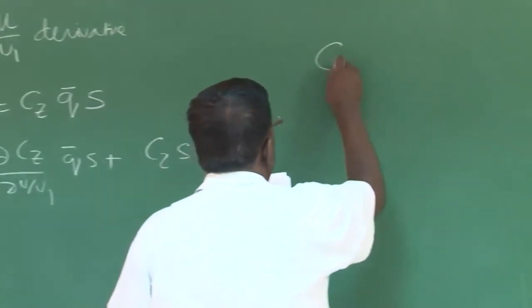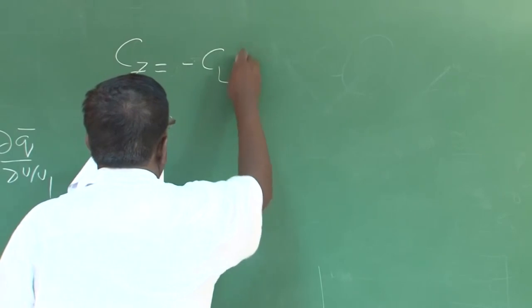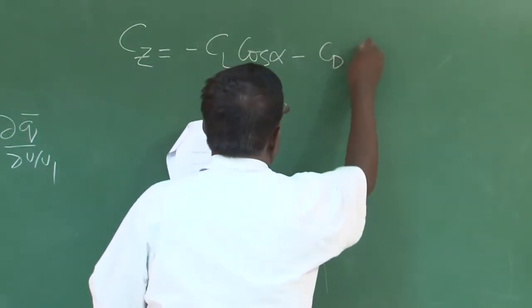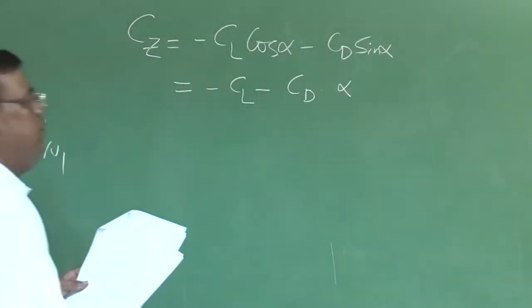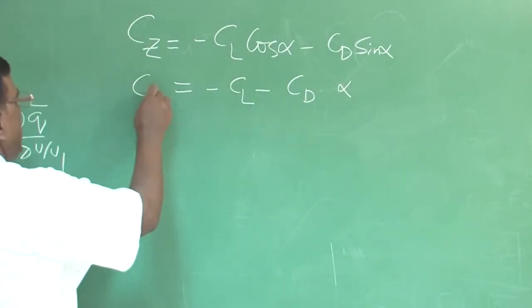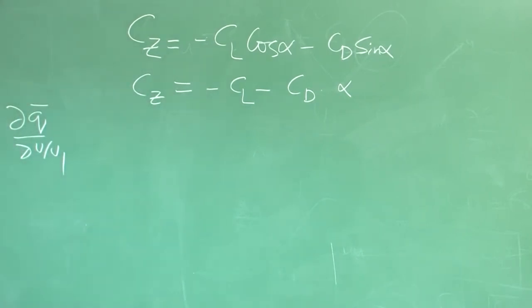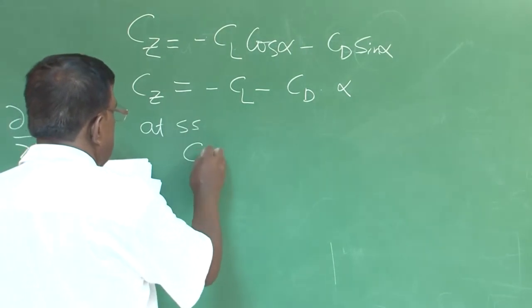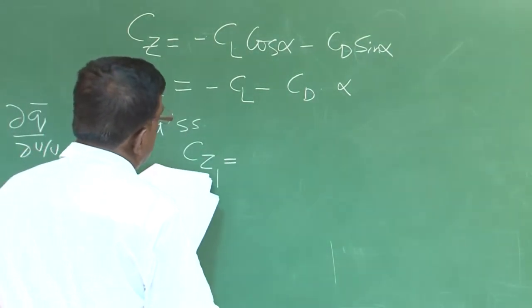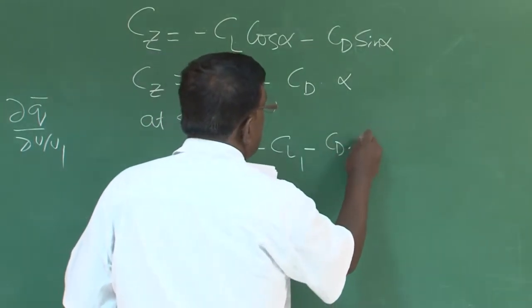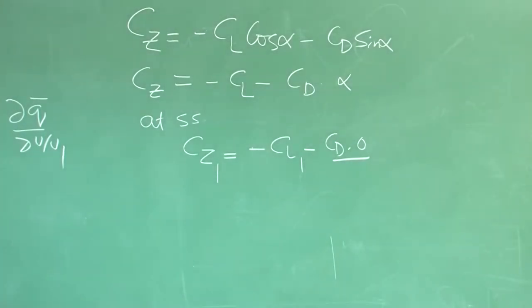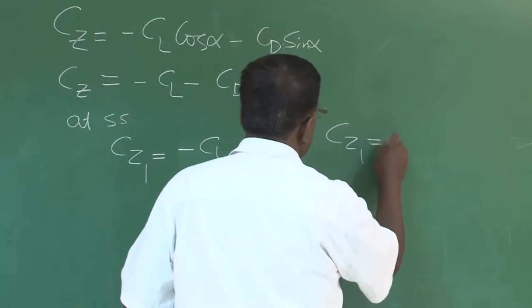Now let us see, from the earlier diagram you can write CZ is minus CL cos alpha minus CD sine alpha. If I apply small angle approximations, this becomes minus CL minus CD into alpha, because sine alpha equals alpha and cos alpha is 1 for small angle approximation. After all, we are using small perturbation theory and alpha is a perturbed quantity. Now, if that is true, then at steady state, by the definition of steady state and the notation we are using, CZ1 will become minus CL1 minus CD into 0, because perturbed alpha is 0 at steady state. So what we finally get is CZ1 is minus CL1.